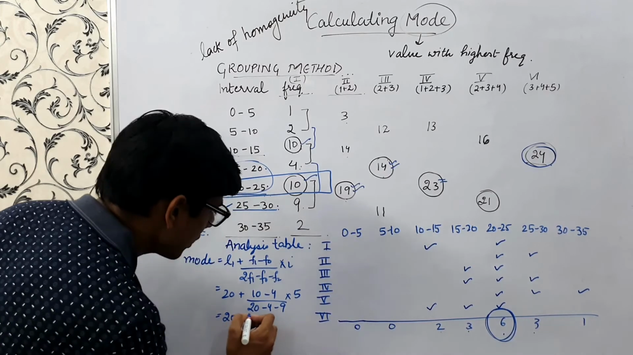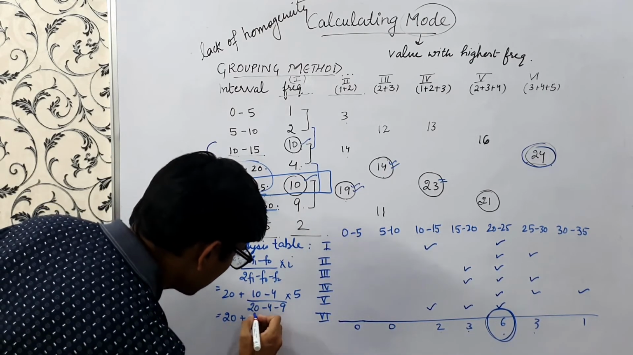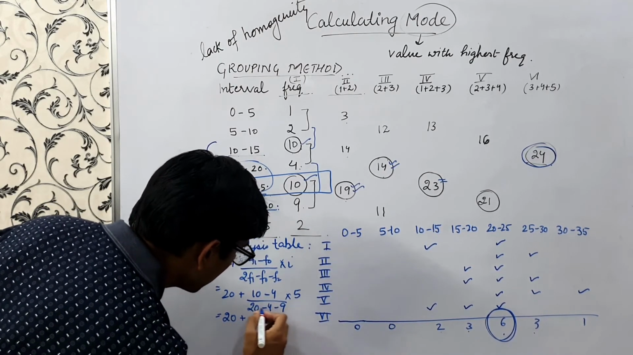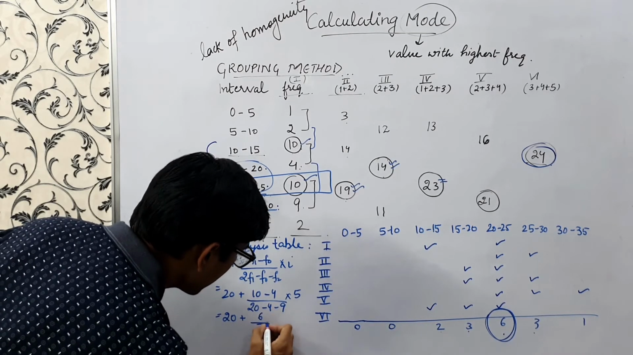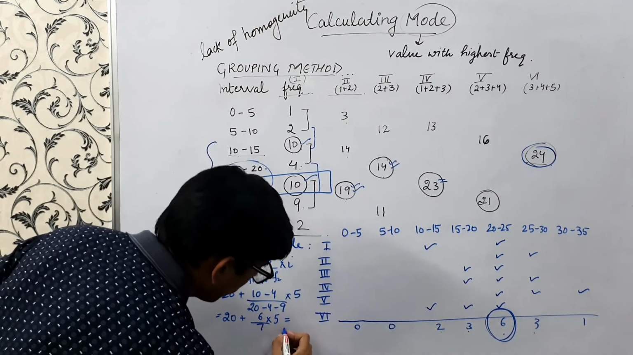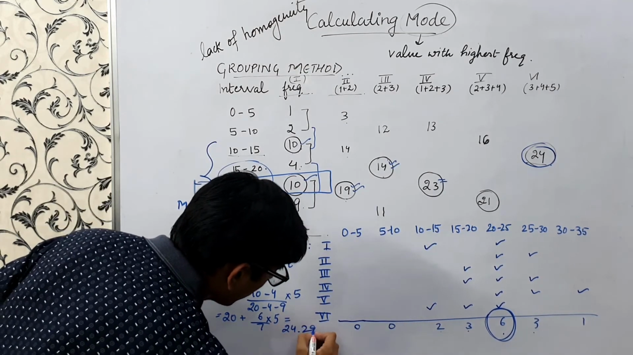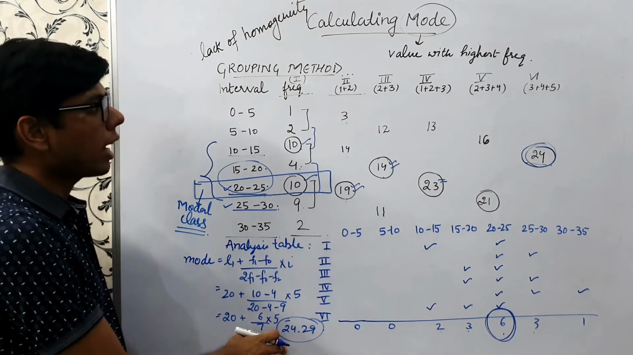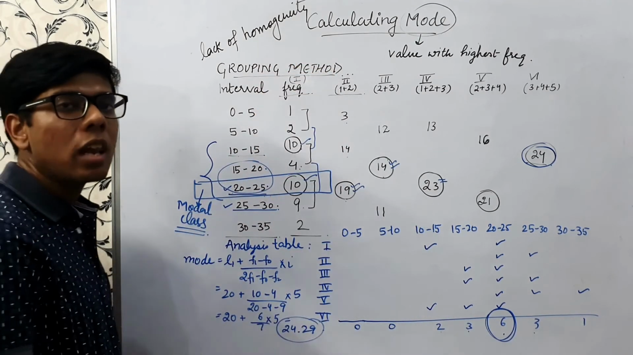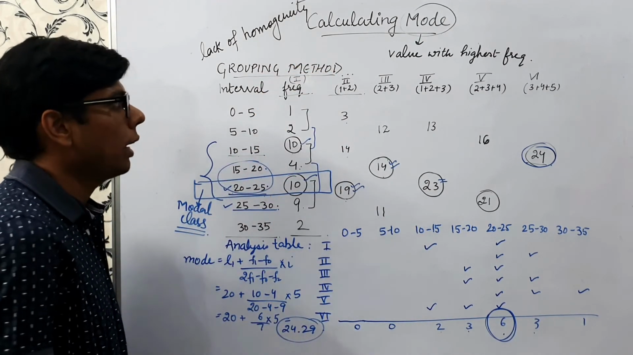It's 20 plus 6 upon 7, since 20 minus 13 is 7, into 5 equals 24.29. So the mode comes out to be 24.29. So this is the mode that we have calculated using the grouping method.